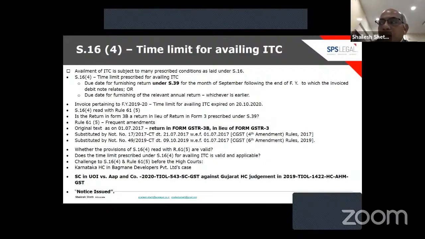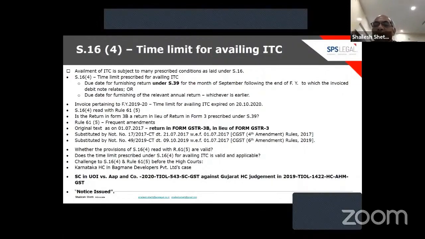Section 39 prescribes the return to be filed in Form 3. As you know, GSTR Form 3. However, GSTR 2 under Section 38 and GSTR 3 under Section 39, as all of you are aware, are on suspension. They are right now under suspension. Practically, they are suspended sine die. So they are not under operation. In their place, we are filing GSTR 3B.